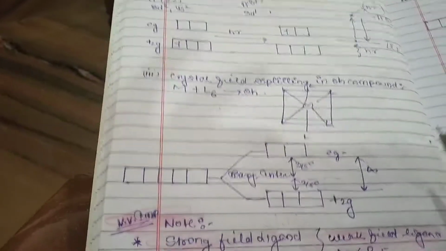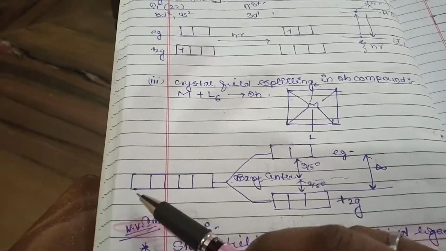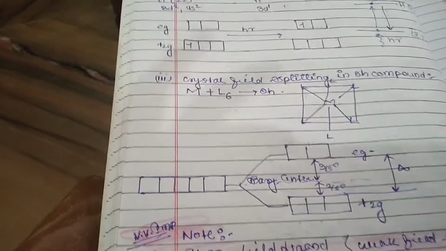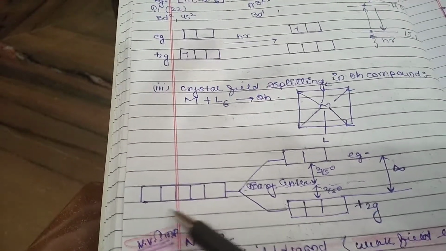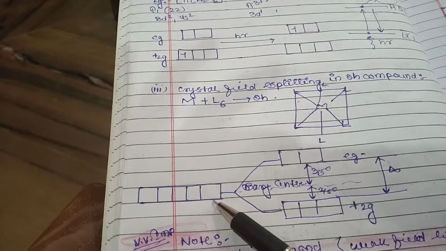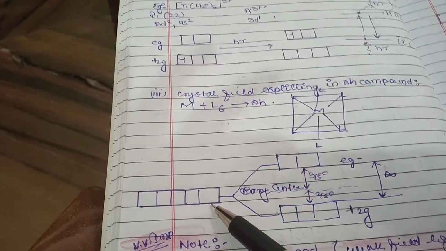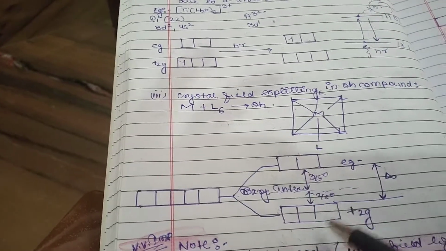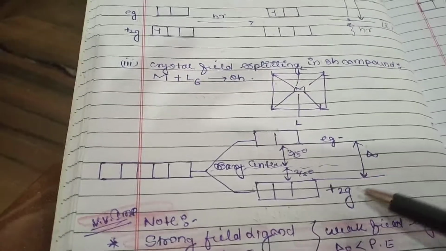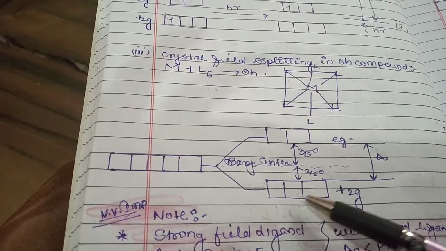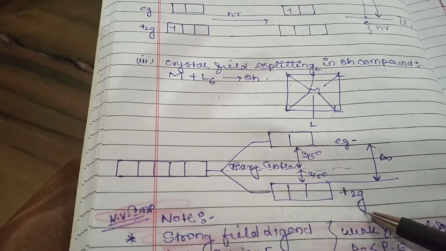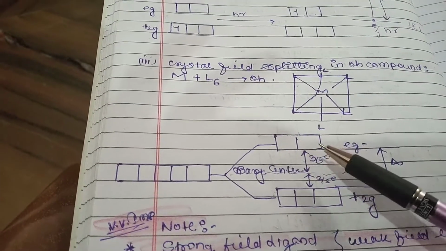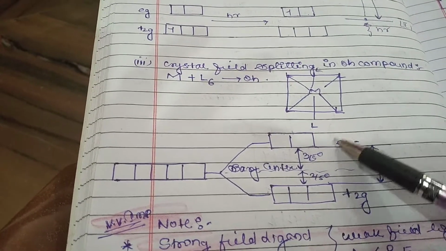In this octahedral complex, when d orbitals are arranged, before the attack of ligand, these d orbitals have equal energy, so they are said to be degenerate orbitals. With the attack of ligand, this degeneracy splits, and three of the orbitals, that is dxy, dyz and dxz, said to be the t2g, will lie at the bottom, and dx2-y2 and dz2 will lie at the top, termed as eg orbitals.